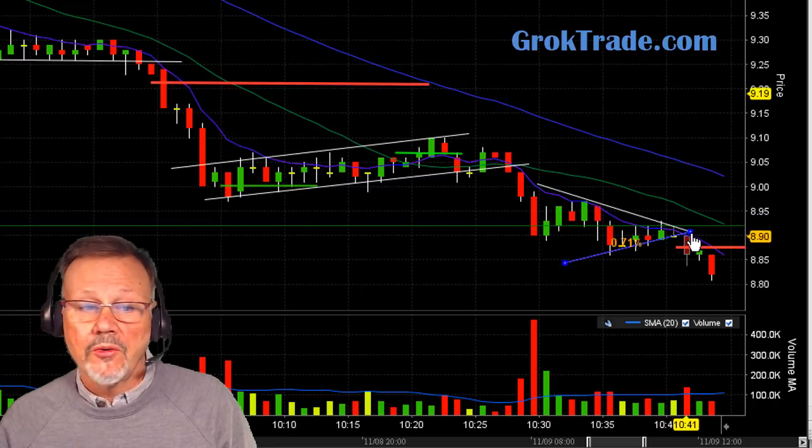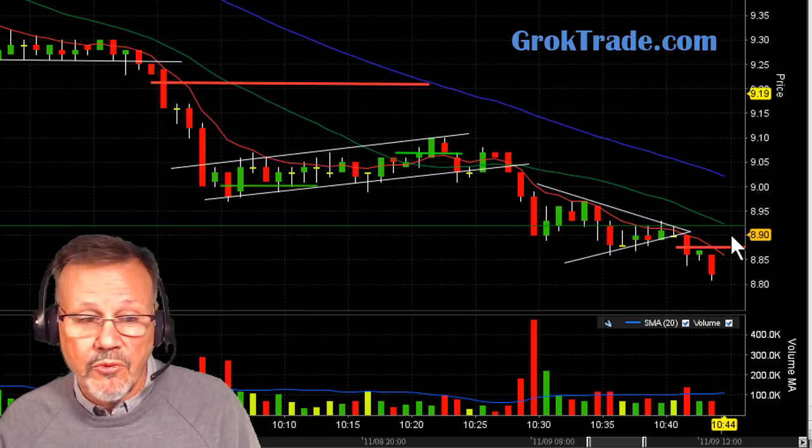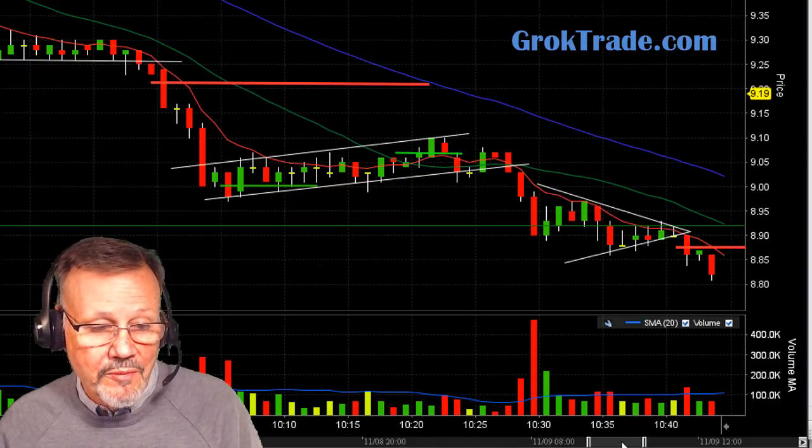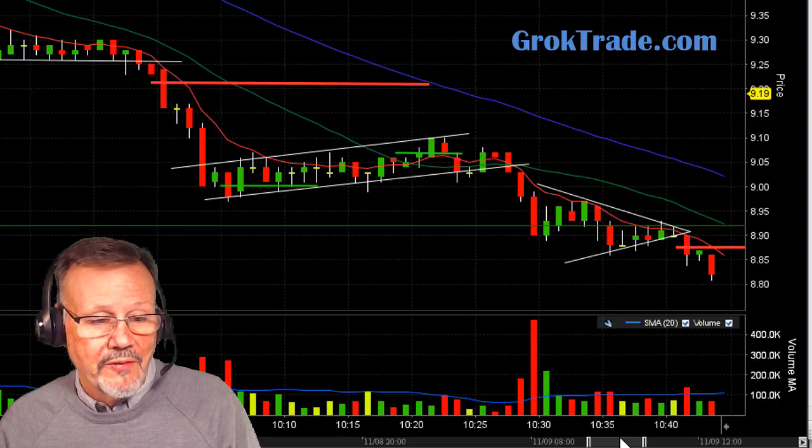See, on the symmetrical triangle, the apex can be a possible line of support and resistance, and the 20 moving average. So I'm putting my stop right there, and we're less than 1%. And let's see what happened after that.